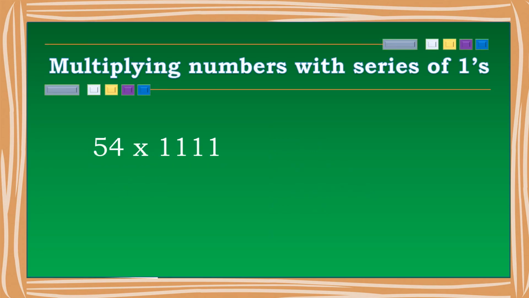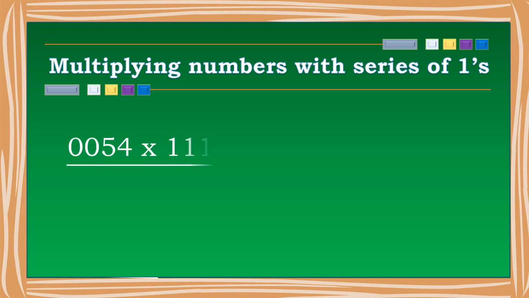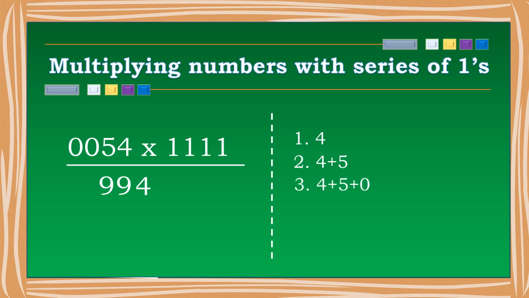Let's see one more example. 54 multiplied by 4 ones. Okay, so first what we have to do, 54 we have to make it up for a 4-digit number, just adding 2 zeros to it. So now it's ready to solve. 4 will be written as it is, step 1. Step 2, 5 plus 4, that is 9. Step 3, 4 plus 5 plus 0, again 9. Step 4, 4 plus 5 plus 0 plus 0, again 9.